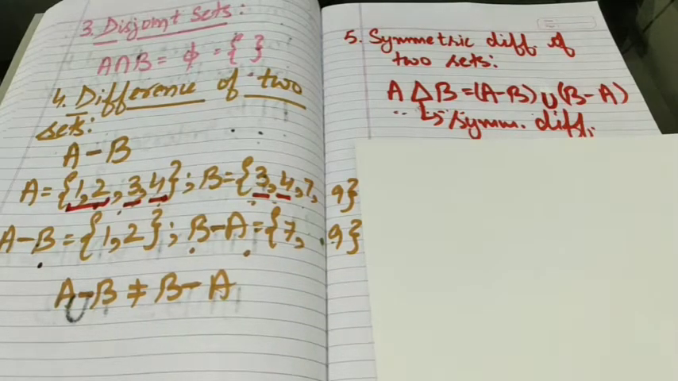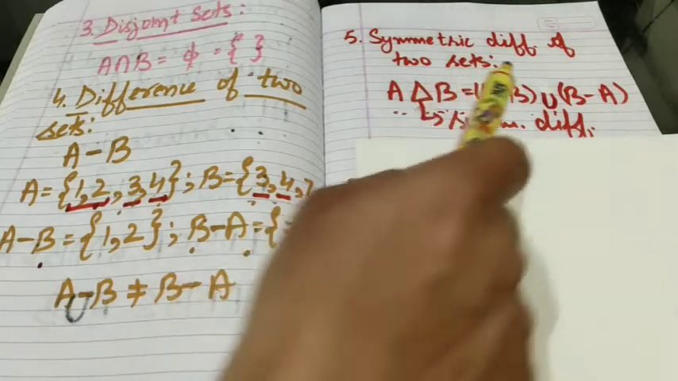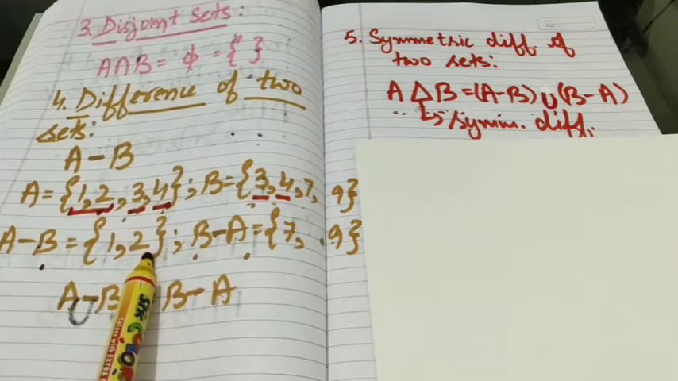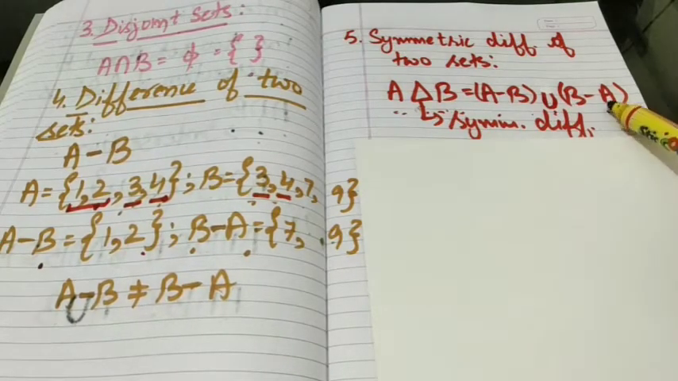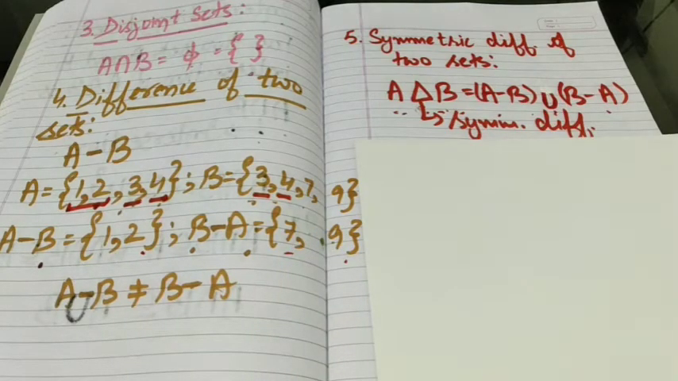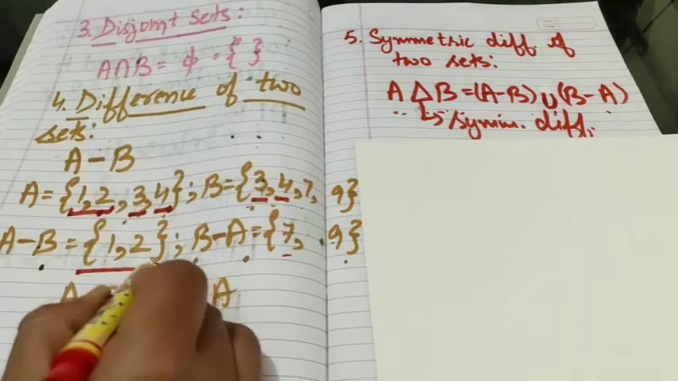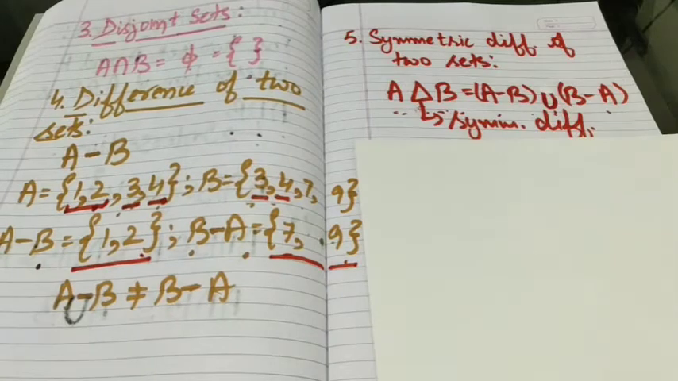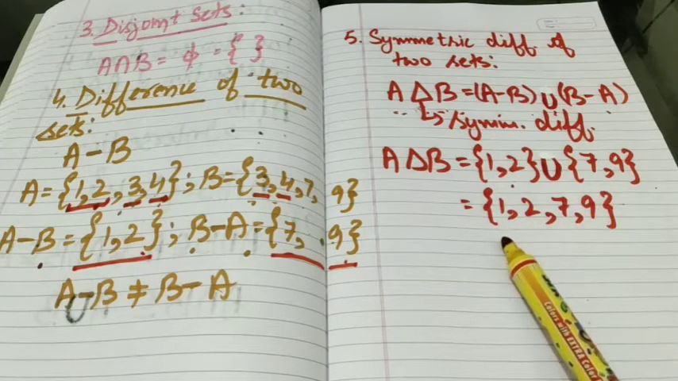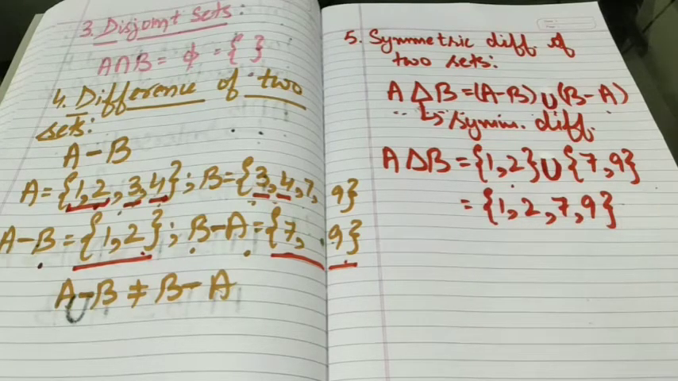And now the symmetric difference of set A and set B is equals to set A minus B, means the set with the elements 1 and 2 union set B minus A, means the set with the elements 7 and 9. It means the symmetric difference of set A and set B equals to this set union this set. And union of these two sets is the set with the elements 1, 2, 7 and 9.